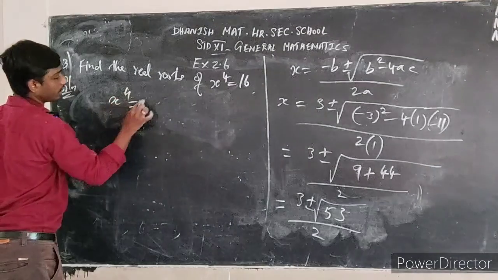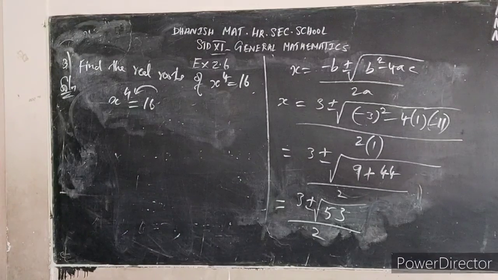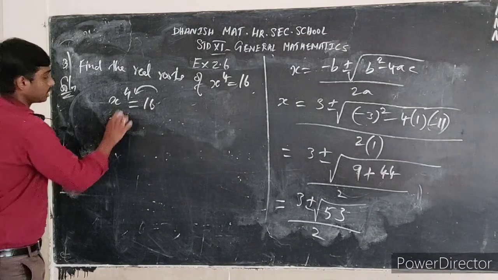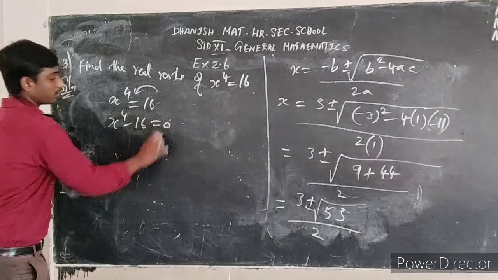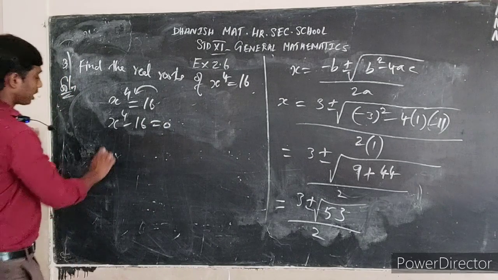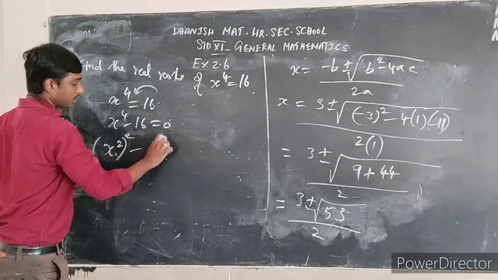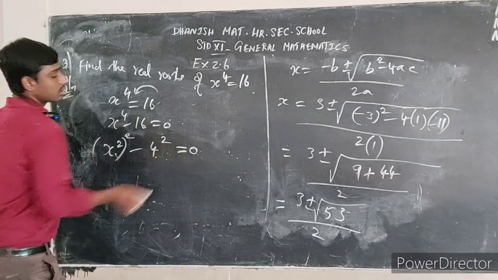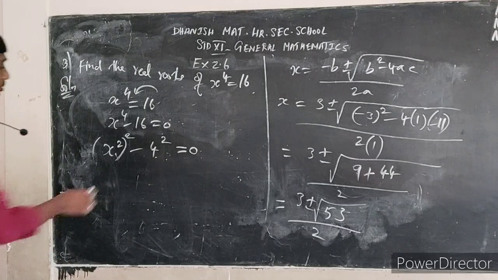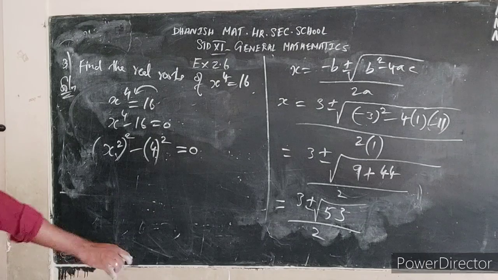X power 4 equal to 16 means 16 will go to this side. You have to write x power 4 minus 16 equal to 0. Then you have to write like this: x square whole square minus 4 square equal to 0. Now we are going to be using this formula.